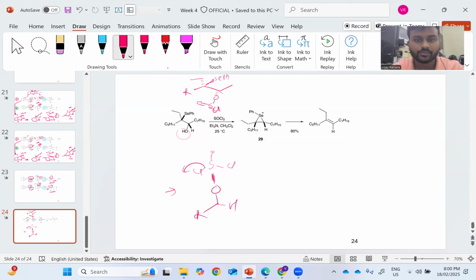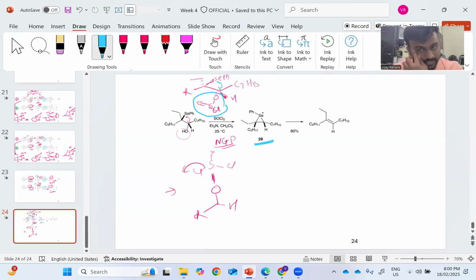And now if you look at the stereochemistry of the SePh, which is anti, what happens? Neighboring group participation, which we call NGP, occurs in this case. The lone pair of electrons on the selenium attacks the carbon, and this entire group is now a very good leaving group. So the lone pair on the Se attacks the carbon which has the oxygen and this entire group. So it forms intermediate 29.